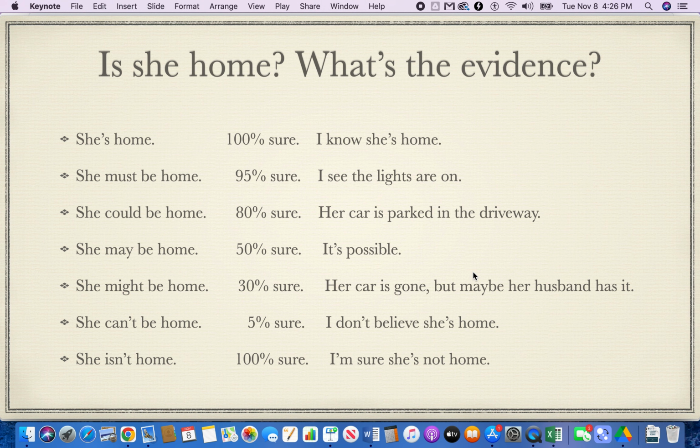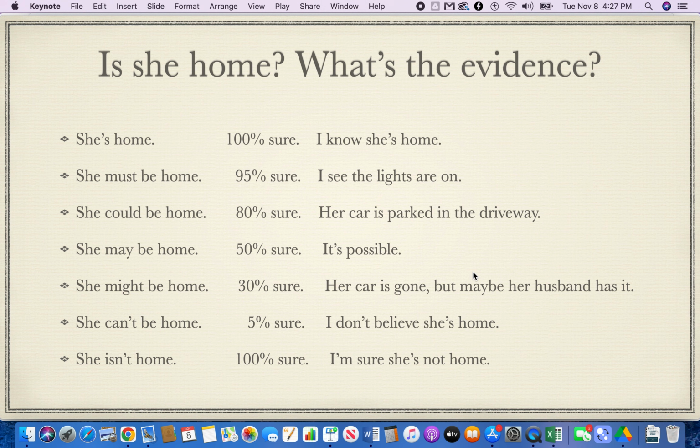Here are some examples. The question is, is she home? What's the evidence? Statement number one, she's home. You're 100% sure. I know she's home. She must be home. Well, 95% sure. I see the lights are on, so I'm pretty sure that she's home.